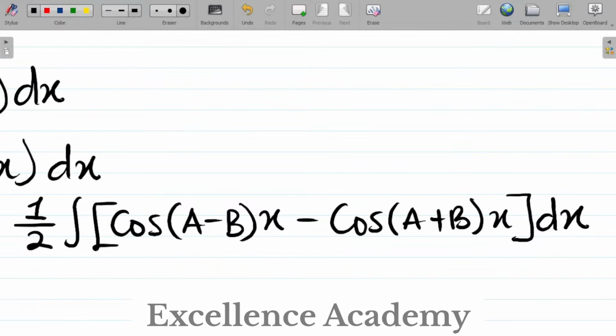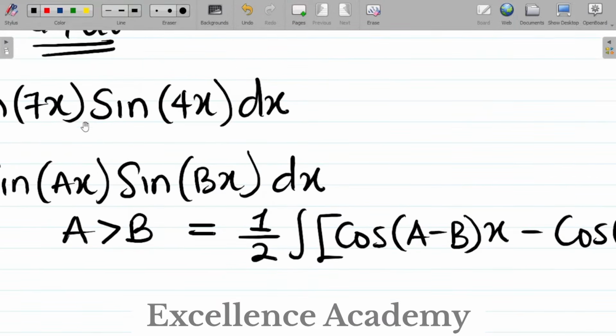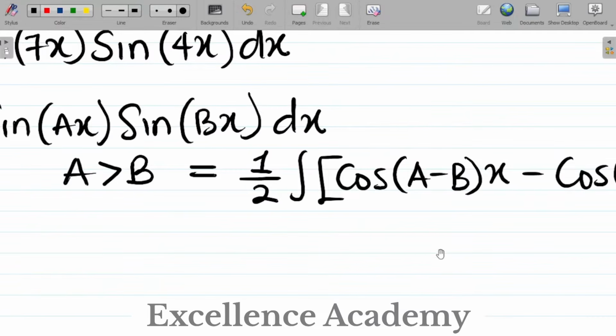All right, so you have this. There's a proof to this formula which I have done in a previous lesson on integration. I'll leave a link in the video description. Now, comparing this question to this form, we can see that a is 7 and b is 4. Of course, a is greater than b, so I'll use this substitution.